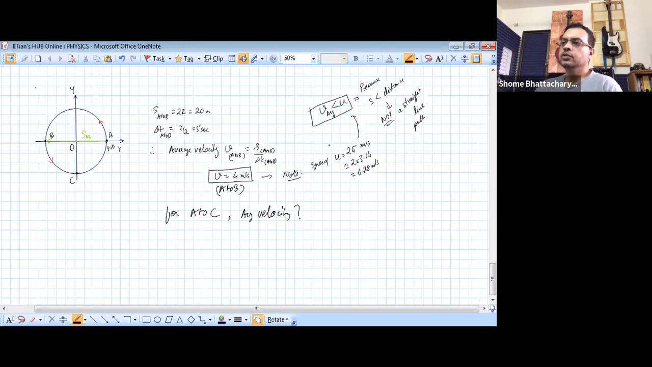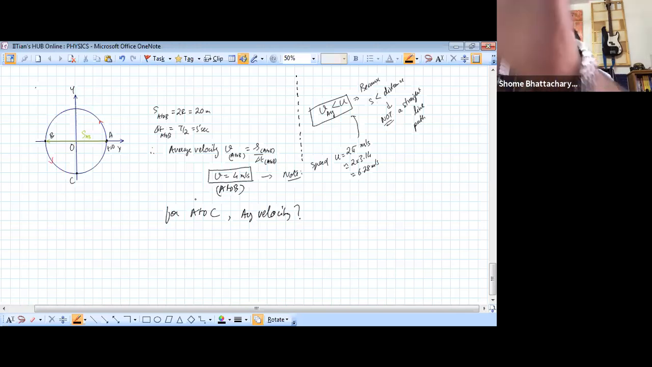And make sure you note down this point here also, because it's important to be able to interpret that average velocity is something else and speed is something else, even though it is going with uniform speed, because the path is not a straight path.